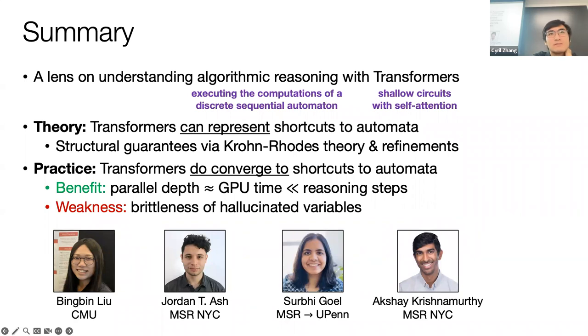To what extent do you think this discussion of brittleness and out of distribution robustness explains the advantage of scratchpad, or chain of thought, over shortcut solutions? Or are there more sample efficiency or optimization gains in distribution? That's a good question.